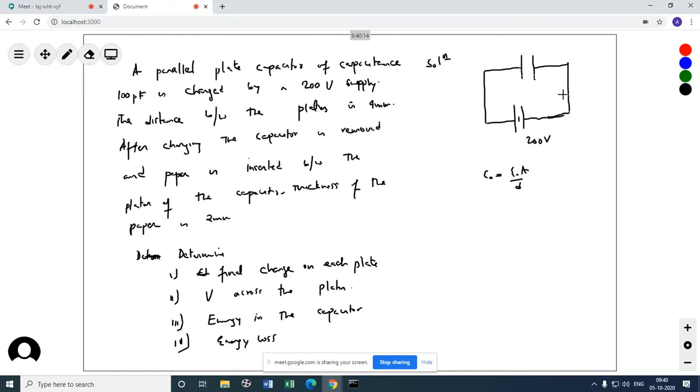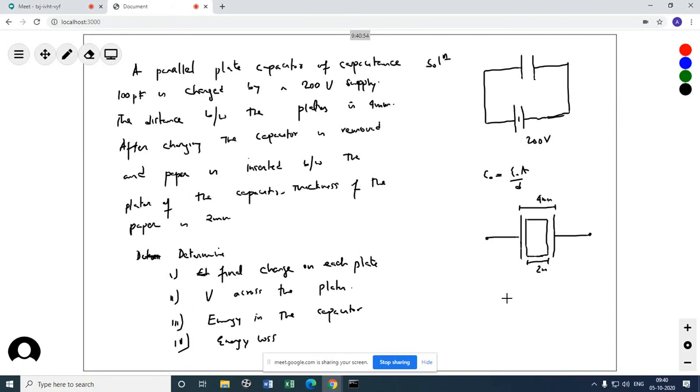After it has been charged, the capacitor has been removed and a dielectric slab is inserted. Remember, it is not charged again. Now it has been removed from here and the capacitor is like this, and we place a paper slab inside. Remember, the charge will remain the same, because we are not adding any other voltage anymore. This is already present there, we are not changing it. This thickness is 2 millimeter and this thickness is 4 millimeter.